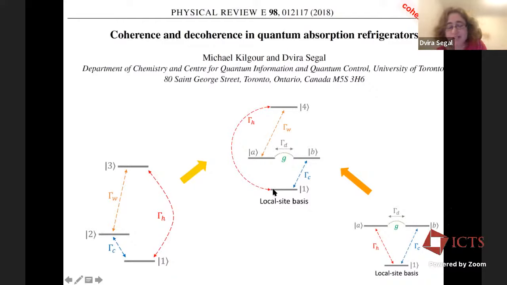And what is the new design? I have the ground state and the excited state. I didn't touch them. But in between, instead of level 2, I replaced it by two levels that are coupled to each other, talking to each other through this coherent coupling G. And this model is quite interesting. It is also related to a model that has been analyzed a lot in the literature, the V model, with applications and interest in its own right.